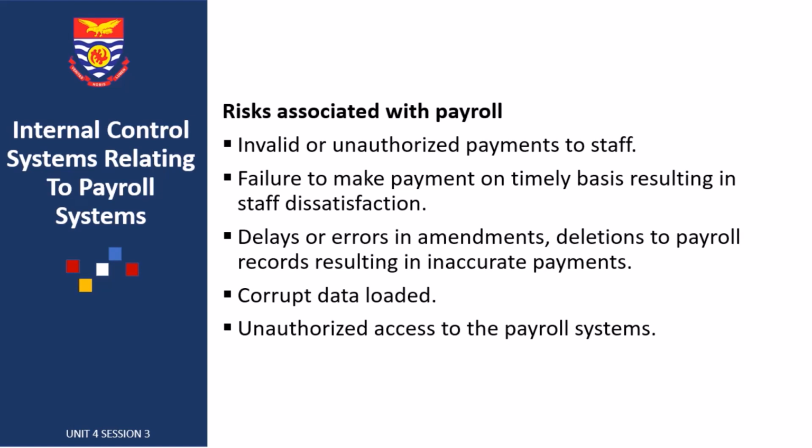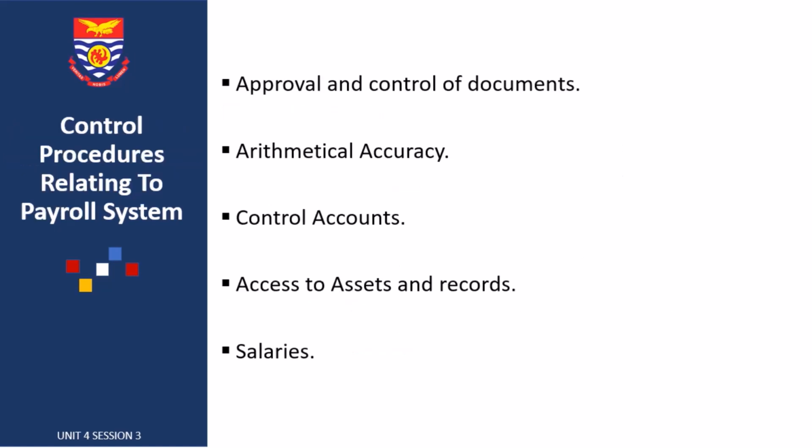There's also a possibility that the data that is loaded could be corrupted. Then we have unauthorized access to the payroll system. Some people can gain access to the payroll system without being authorized to do so. So these are some of the risks that are associated with the payroll system. Now let's look at the control procedures that are supposed to be put in place.